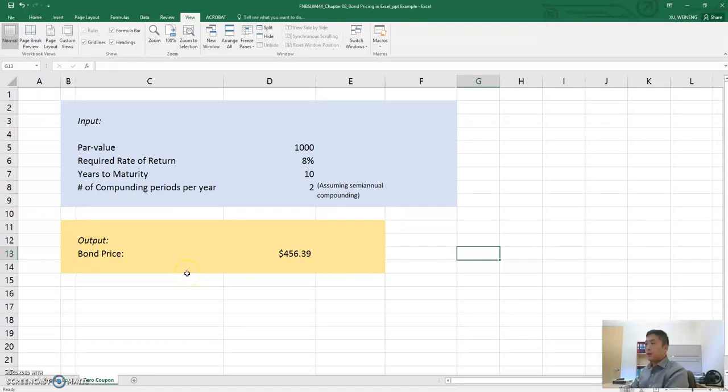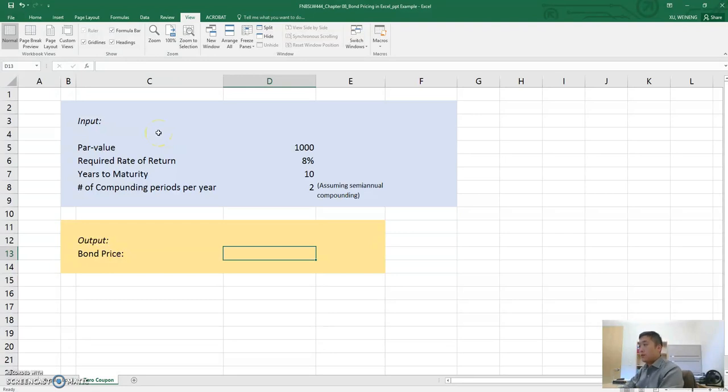Okay, in this video, I'm going to show you how to compute the price of a zero coupon bond in Excel. This Excel example file is available on Canvas that you can download and follow through. Okay, so first of all, let's take a look at the basic information of a zero coupon bond.